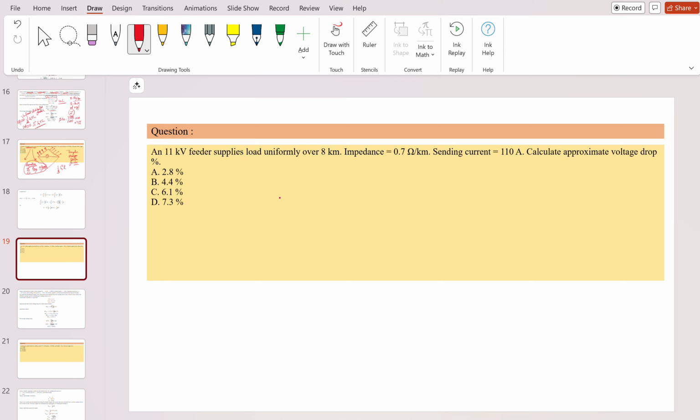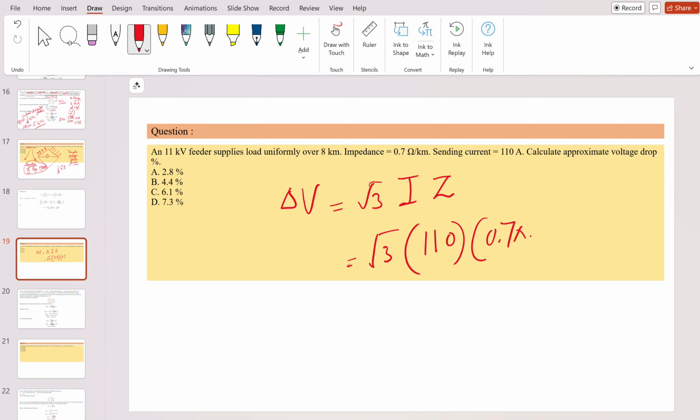So the value is already seen. What will be the voltage drop? It is root 3 times I multiplied by Z. Root 3 is known, I is already given as 1.8, and total Z is 0.7 multiplied by 8. You can get the approximate voltage drop. What will be the approximate voltage drop?